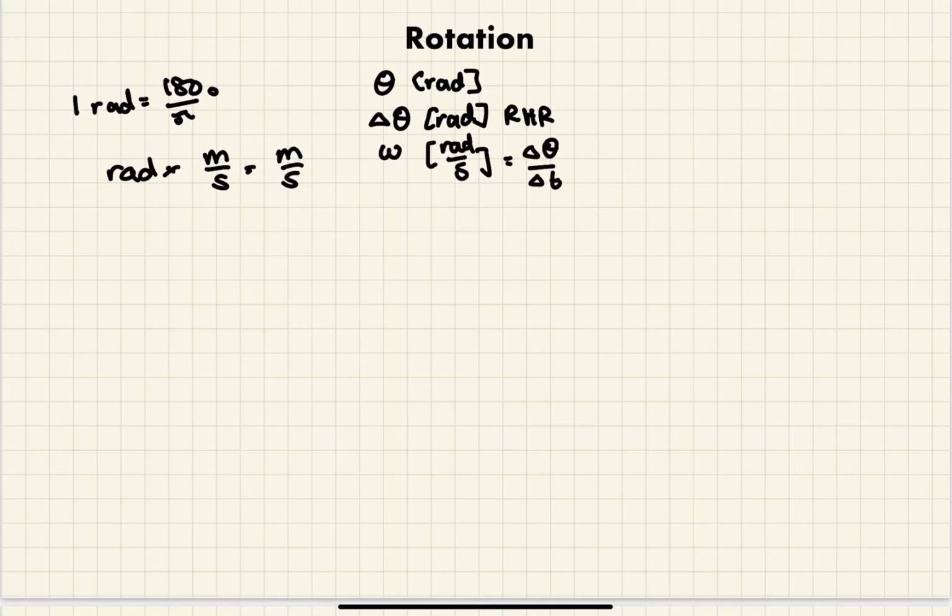And again, there's the average. This is the average one. There's the instantaneous, which is the derivative of angular displacement with respect to time. But I don't need to write both. You should be familiar with that by now because that was just unit 1.